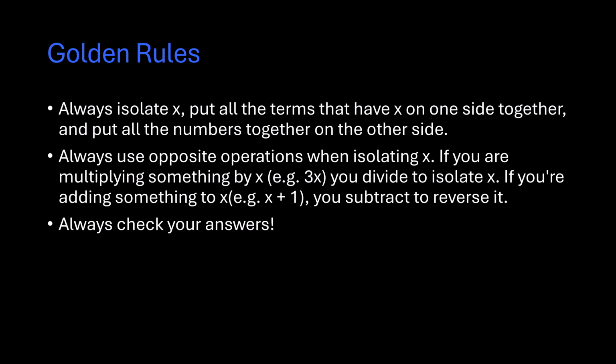Golden rules to solving these types of equations. Always isolate x: put all the terms that have x on one side together, and put all the numbers together on the other side. Always use opposite operations when isolating x. If you are multiplying something by x, e.g. 3x, you divide to isolate x. If you're adding something to x, e.g. x + 1, you subtract to reverse it. Always check your answers.